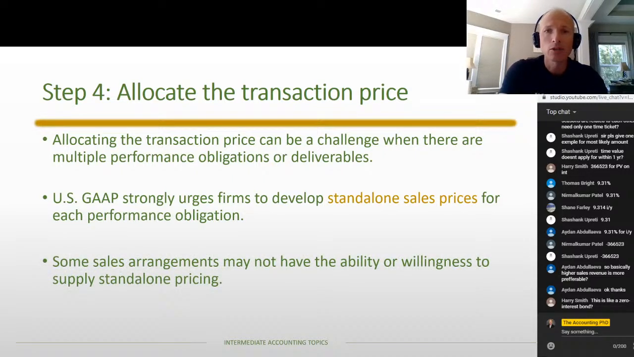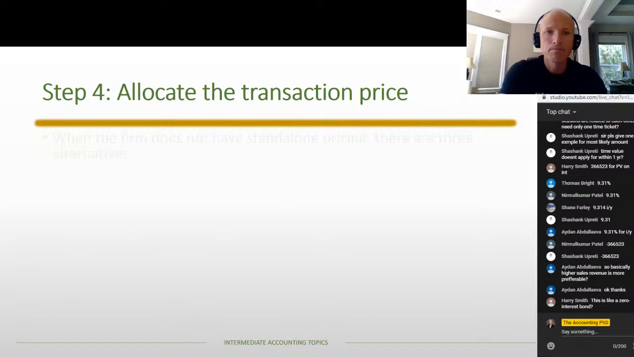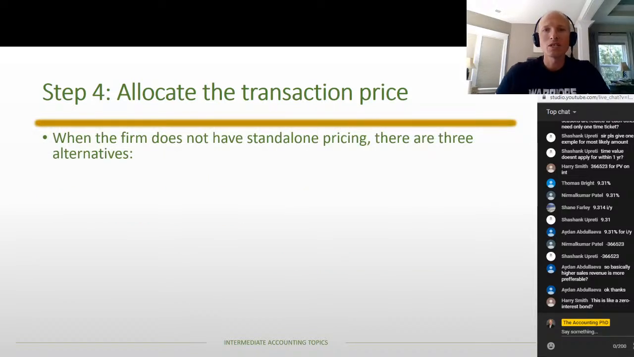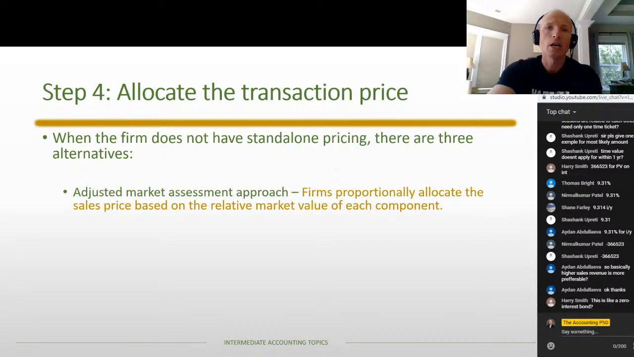However, some sales arrangements might not have the ability, or companies might not be willing to provide standalone pricing. There could be competitive reasons. There's a number of reasons. And so in those situations, we do have a bit of a challenge. Okay, so when a firm does not have standalone prices, there are 3 alternatives. One is the adjusted market assessment approach. With this one, the firm proportionally allocates the sale price based on the relative market value of each component.